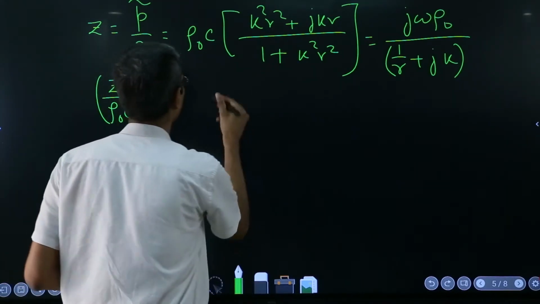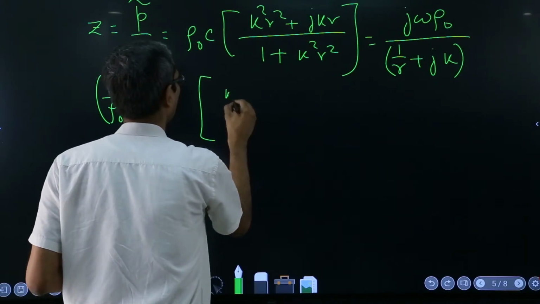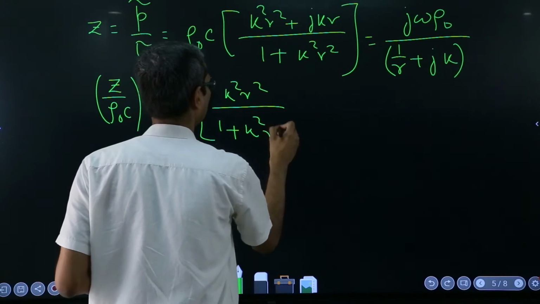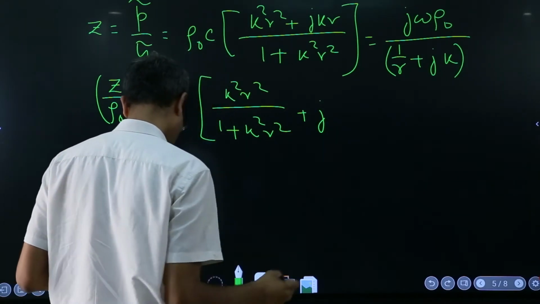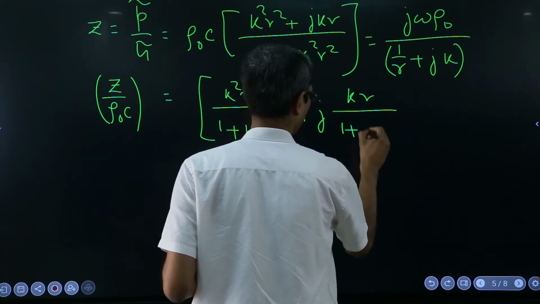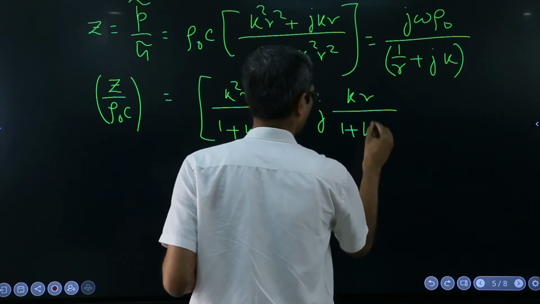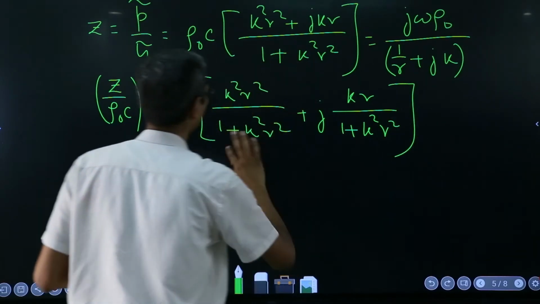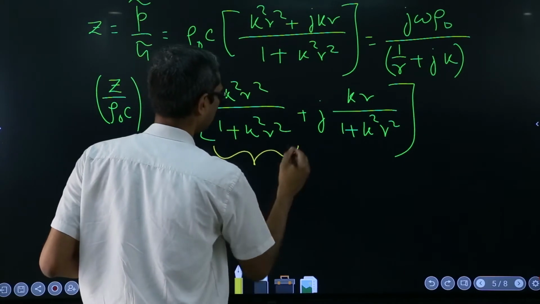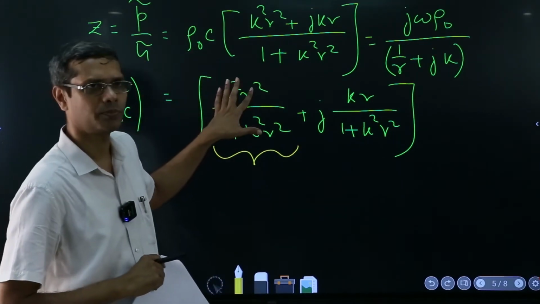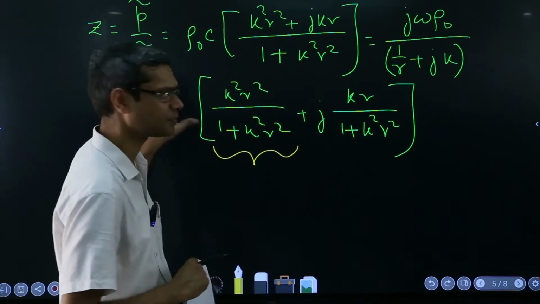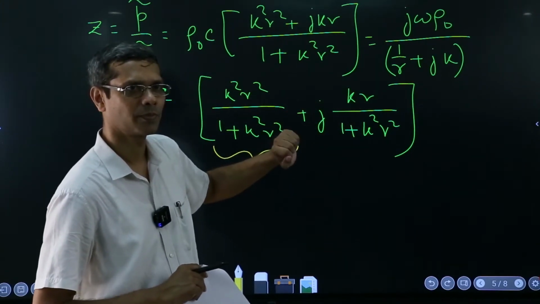Okay. So this you can write as k square r square over 1 plus k square r square, plus j kr over 1 plus k square r square. I'll just split it to show that. So this is the resistive term, and this is the reactive term of the impedance. Okay.